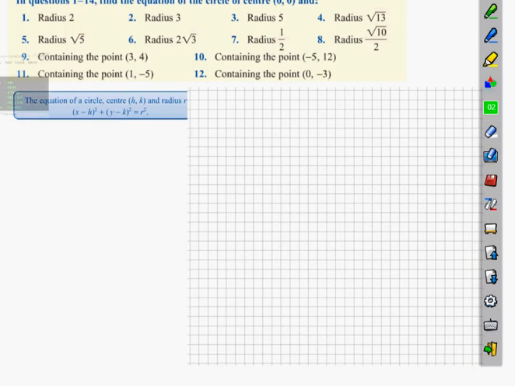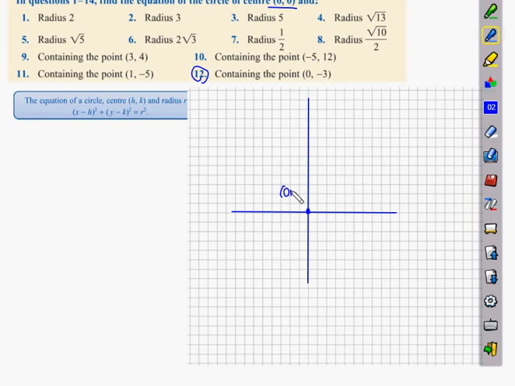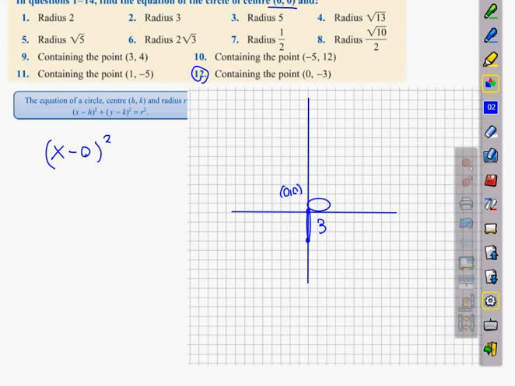Now, what you have here, guys, is the next one, okay, an example of number 12. Find the equation of the circle here, except it contains the point 0, minus 3. So, once again, I know that the center is 0, 0. So, if I was to draw a quick diagram, we know that it's 0, 0, which is here. And it goes to 0, minus 3, which is down here. What's the radius? 3. So you can just say the radius is 3 because it's 3 in every direction. Okay. So we get that as a radius of 3.